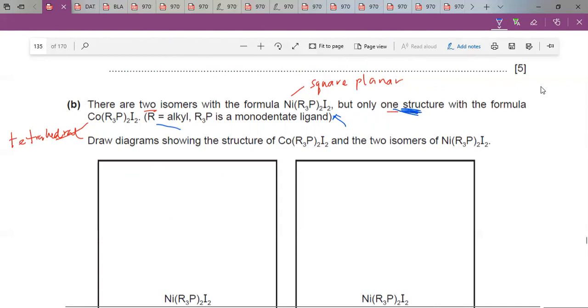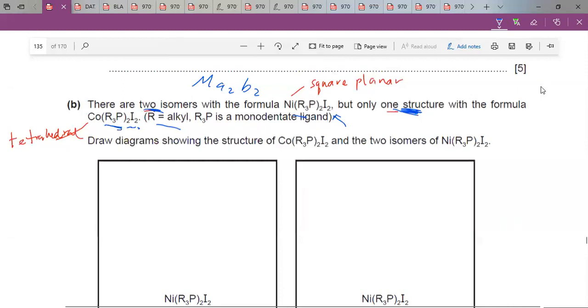Here there are 2 isomers with this formula. Remember, it's M(A2)(B2). That means it's cis-trans. But only one structure for this one here. This is also 4, no? 2 plus 2. That means if there's only one structure, this must be tetrahedral. See now? Right? Simple enough.